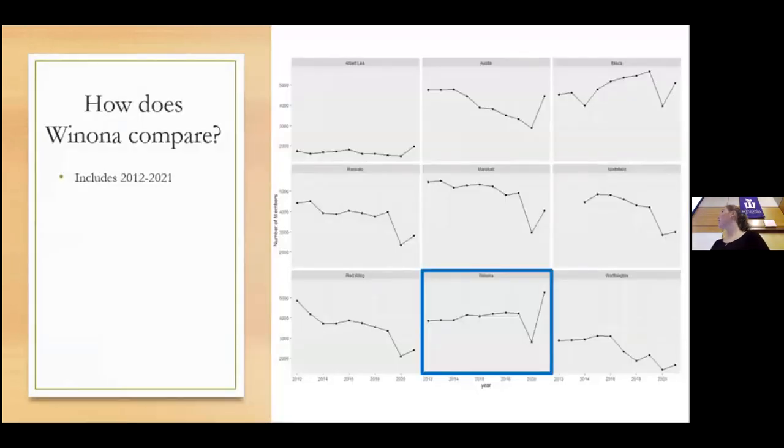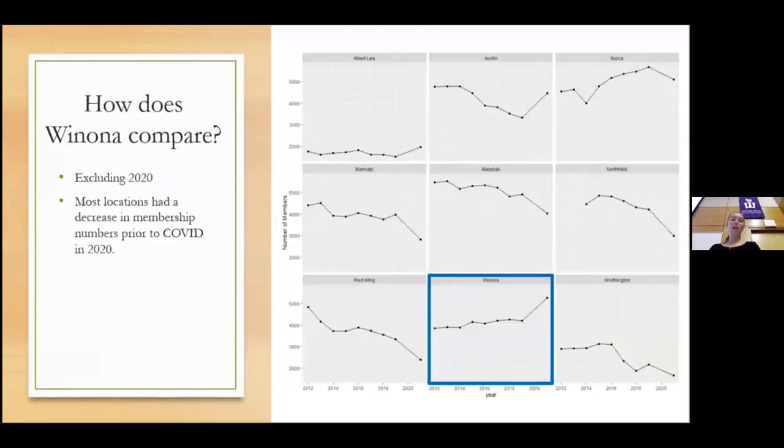Here is a comparison of all of the YMCAs we gathered data from, showing membership over time, and a lot of them have a huge drop, which is in 2020 due to COVID. Since that was such a weird year, here are separate graphs excluding that huge drop in 2020. Most locations did have a decrease in membership prior to COVID in 2020. But if you look at Winona in blue, the membership remained about steady and then had a large increase in 2021, and they opened a new location if you didn't know.